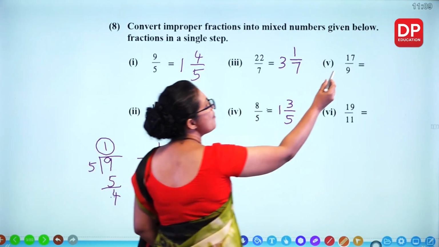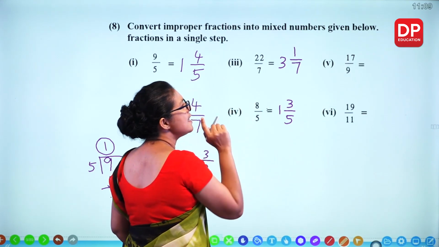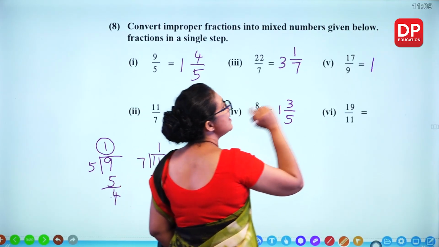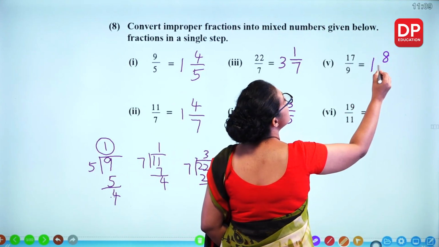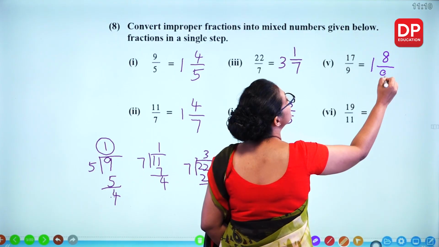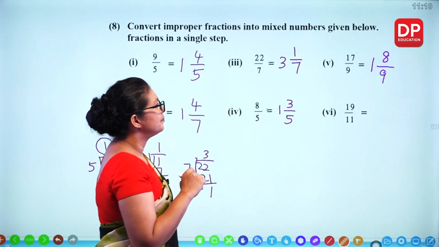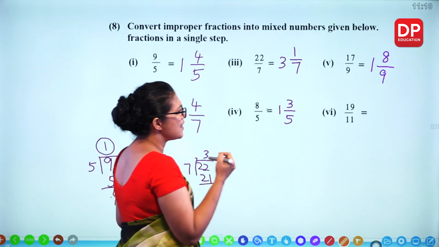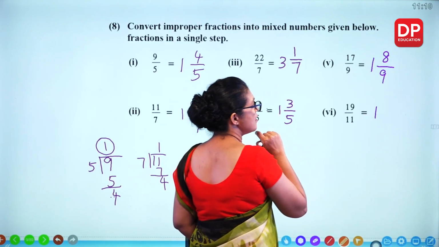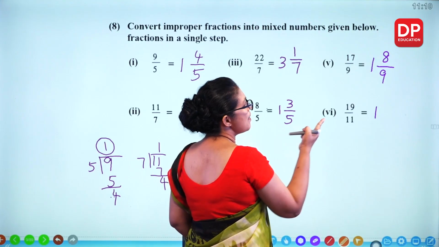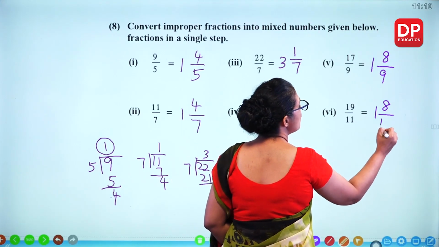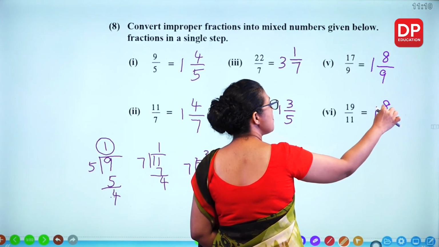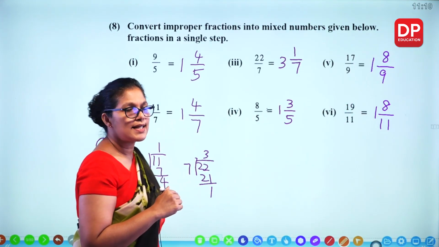17 over 9. So, how many 9s for 17? That's 1. 9 times 1, 9. 8 remaining. This one, 19 over 11. How many 11s are there? For 19, 1. And the remaining part is 8 out of 11. So you can check: 11 times 1 is 11. 11 plus 8, you get 19.